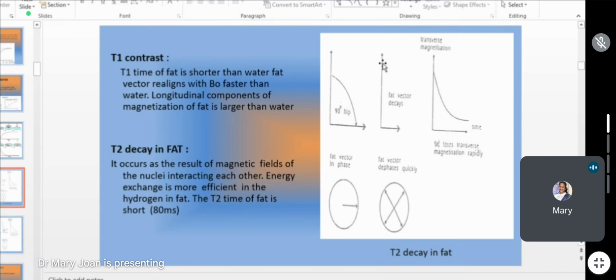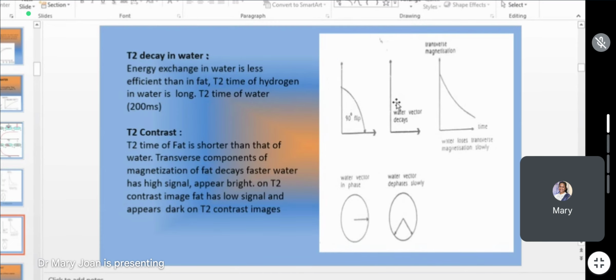So T2 is decay and T1 is recovery. T2 decay in water: energy exchange in water is less efficient than in fat. So the T2 time of hydrogen in water is long. T2 time of water is around 200 milliseconds.